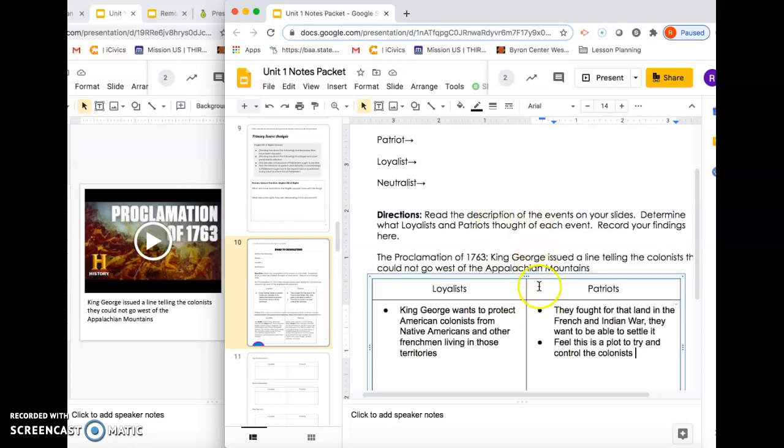So you are going to be reading through various events that are frustrating the king, or frustrating the patriots, whereas the loyalists are going to be defending this. So read the blue box, fill in the definition, then figure out what is the loyalist perspective versus what is the patriot perspective.